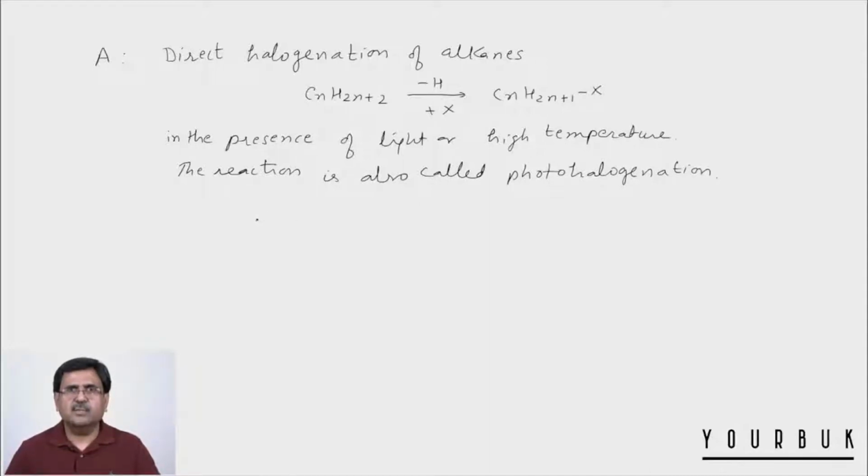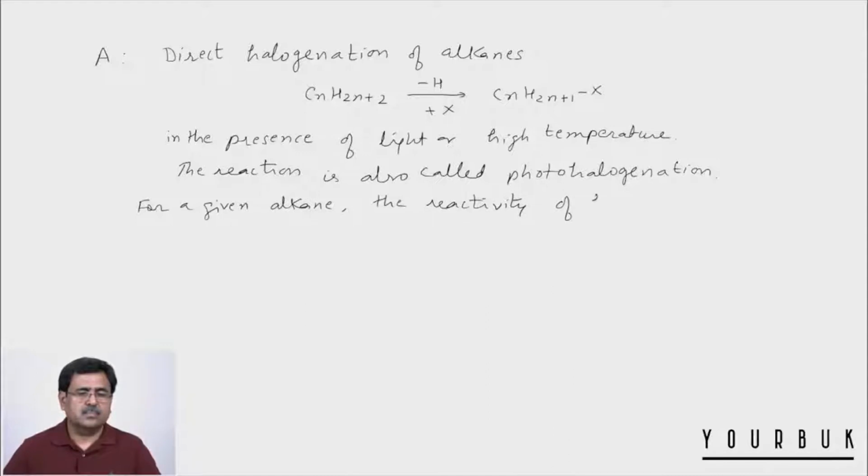And for a given alkane, the reactivity of the halogens decreases in this order. Fluorine is the most reactive, then chlorine, then bromine, and then we have iodine.